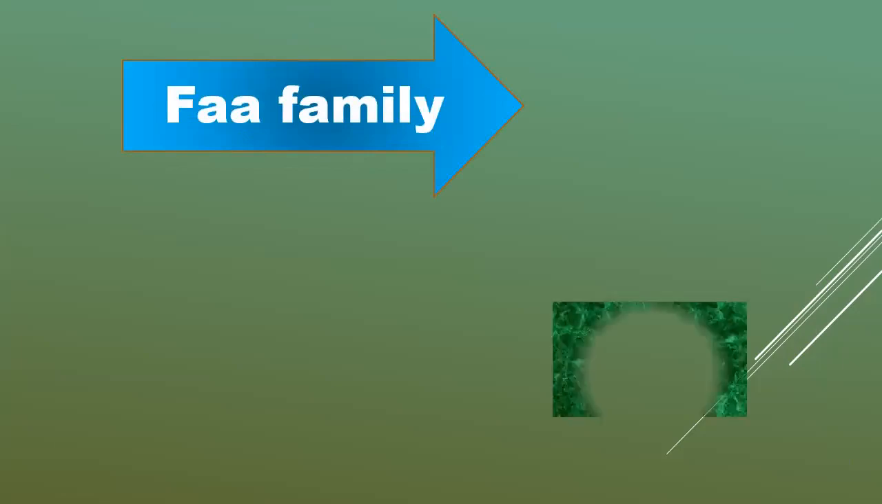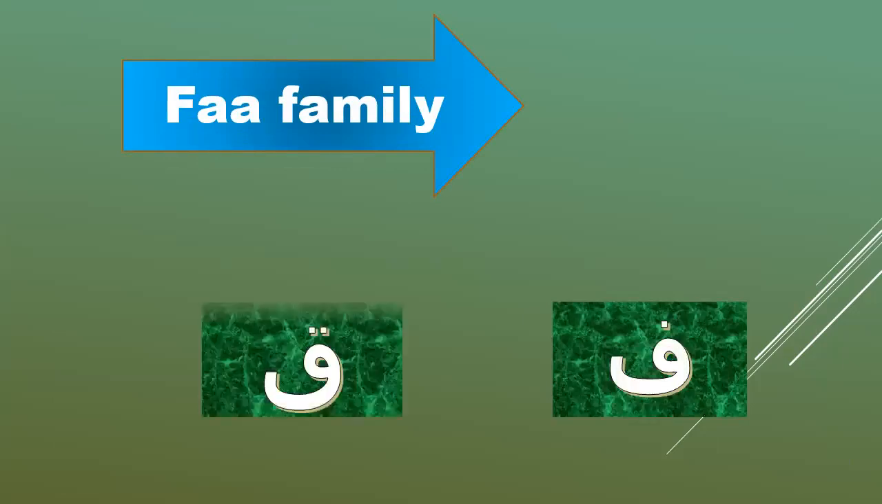Let's go to the last family today and the family number 8 in alphabets. It's Fa family. Fa family has two letters, Fa and Qaf. Let's learn Fa. The name is Fa. Please repeat after me. Fa. It's light, not heavy.